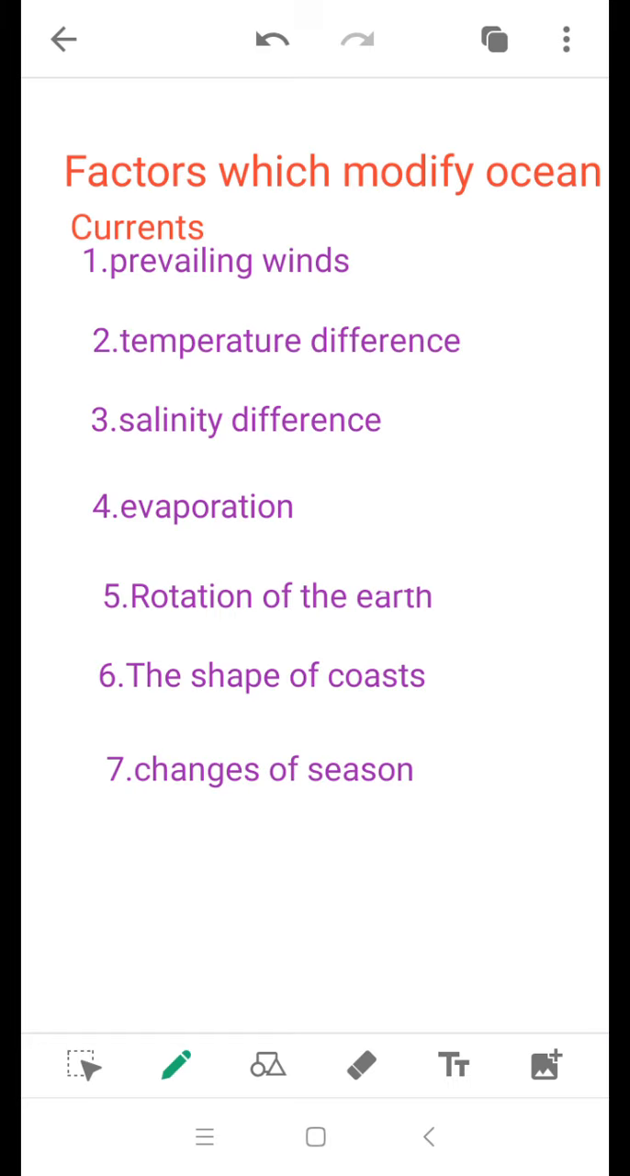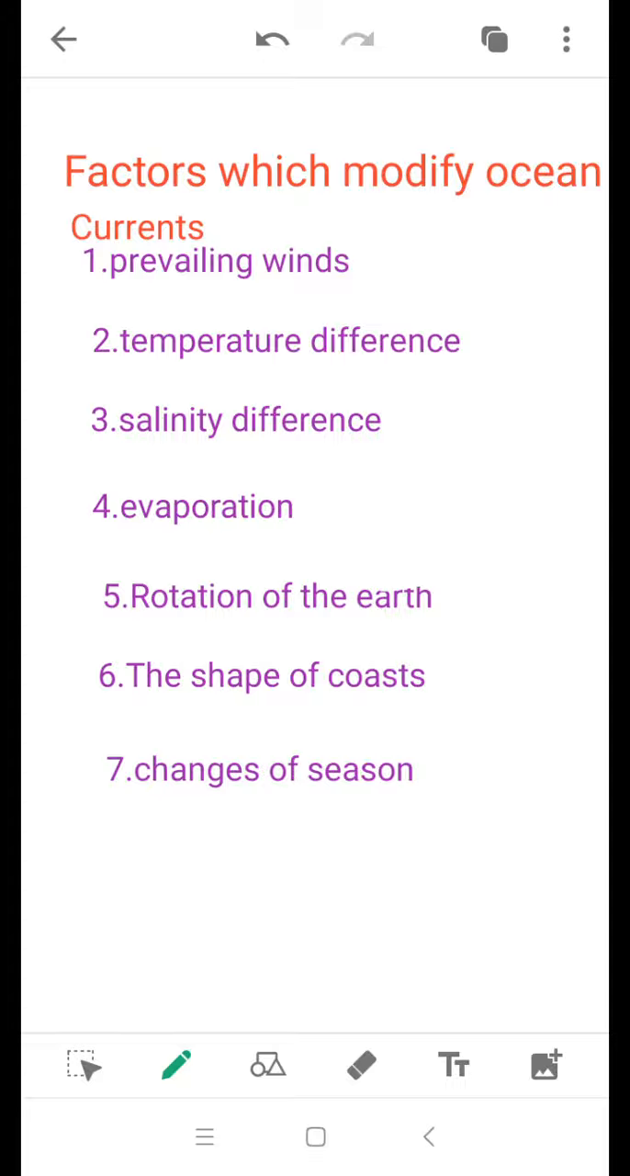Prevailing winds we already discussed. Now we will discuss temperature difference. We know that the water which have high temperature are generally less in density. So the water having less density will move towards the water of higher density. Now third one is salinity difference. There are portions in the ocean which vary in their salt content. So the water which have higher salt content will not move towards the water of lower salt content because its density gets increased. So the water which have lower salt content will move towards the water of higher salt content.